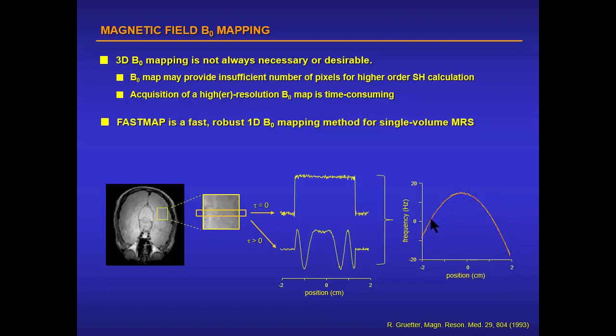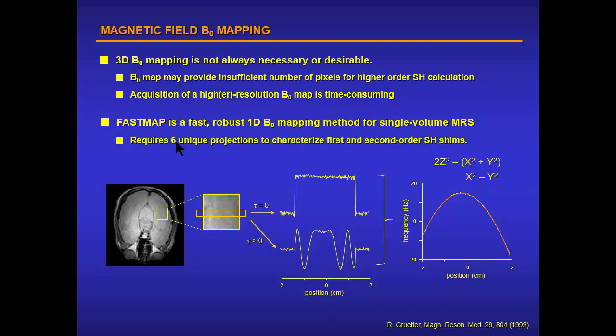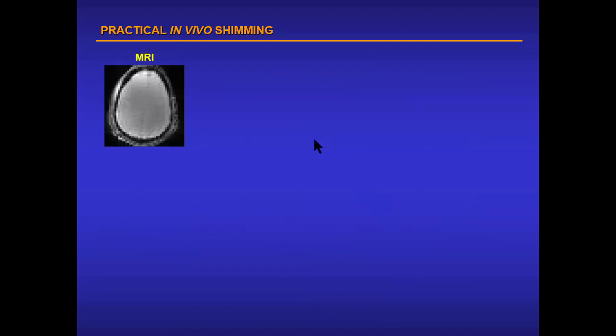Now, from this you can determine, hey, there must at least be an x squared component in it, because this is an x direction profile, and there's clearly a second order function in there. Unfortunately, both the Z2 shim as well as the x squared minus y squared shim have an x squared component in it. So you cannot separate those two based on one profile. Because of that, you need to do at least 6 unique projections to characterize all your first and second order spherical harmonic shims.